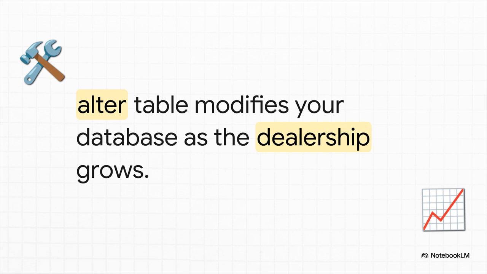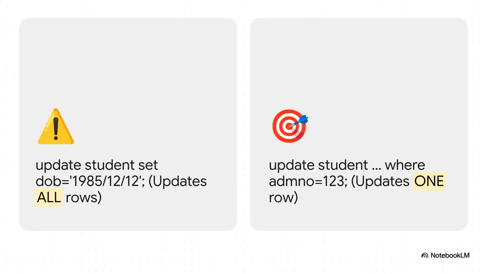You can use it to add a brand new column, modify the data type of an existing one, say swapping a character string for an integer, or even entirely drop a column that you just don't need anymore, like class code. Now pay super close attention to this one. When you need to change existing data, you use the update command, and the absolute crucial point here is the where clause. Look at the top example.